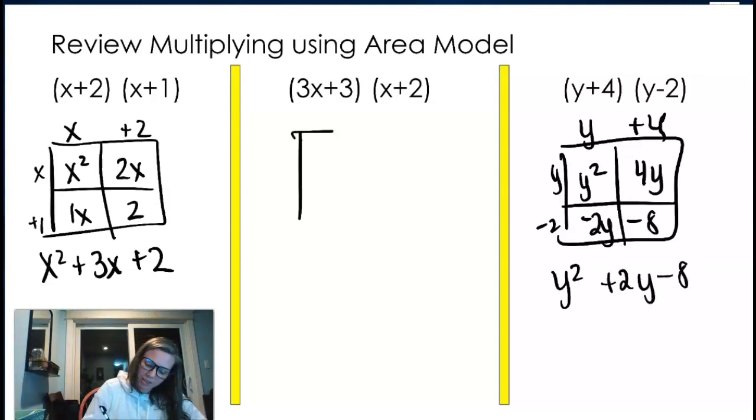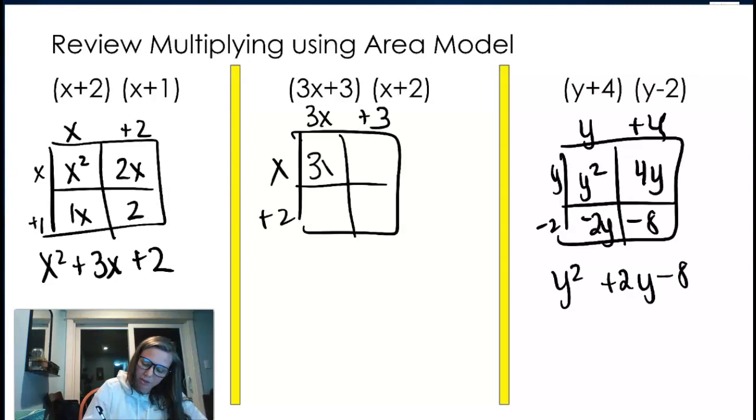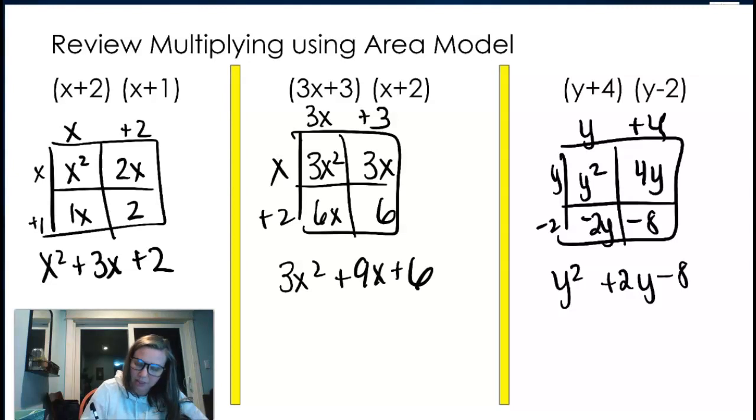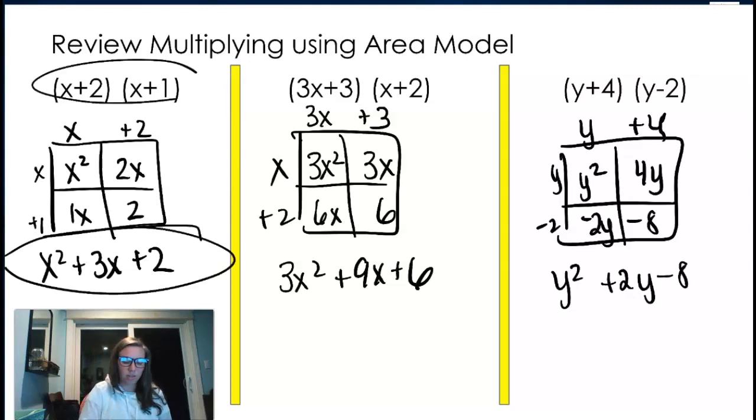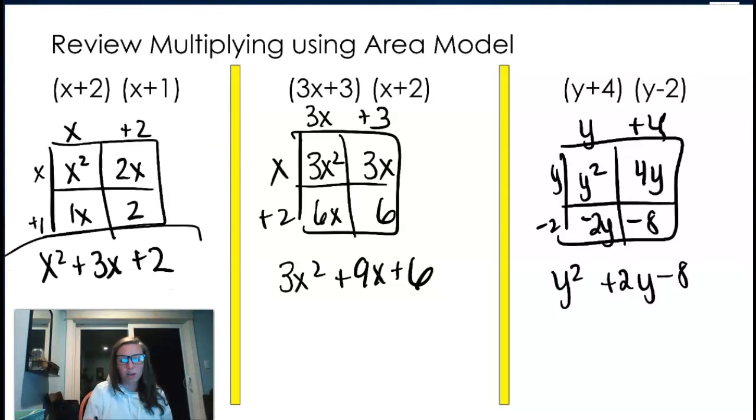And the last one, we'll do quickly: 3x plus 3 and then x plus 2. That would be 3x squared, 3x, 6x, and 6. When we add them all together, we get 3x squared plus 9x plus 6. Something interesting is that we're going to be given this, and then we'll have to go back to that. So it helps to notice some patterns within your area model, because we're going to use that same box to help us factor in this lesson.